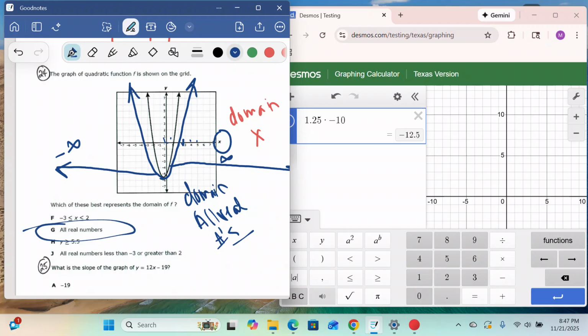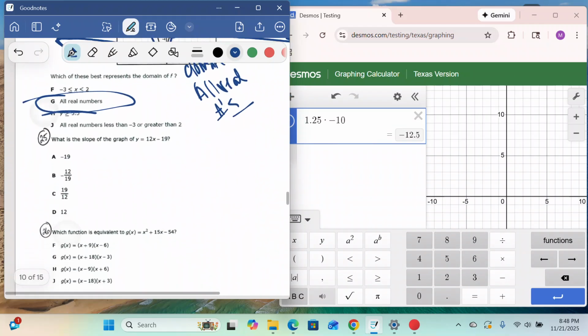Don't let J fool you because it says all real numbers less than negative 3 and greater than 2. It might try to fool you and give you that answer, but once again, that is not correct. And of course, they try to fool you with F, and they try to fool you with H. But H, remember that domain is not y, so automatically you can cross that one out. All real numbers less than negative 3 and greater than 2 is false because remember that the graph keeps on expanding on both sides via the domain. So the correct answer is G.